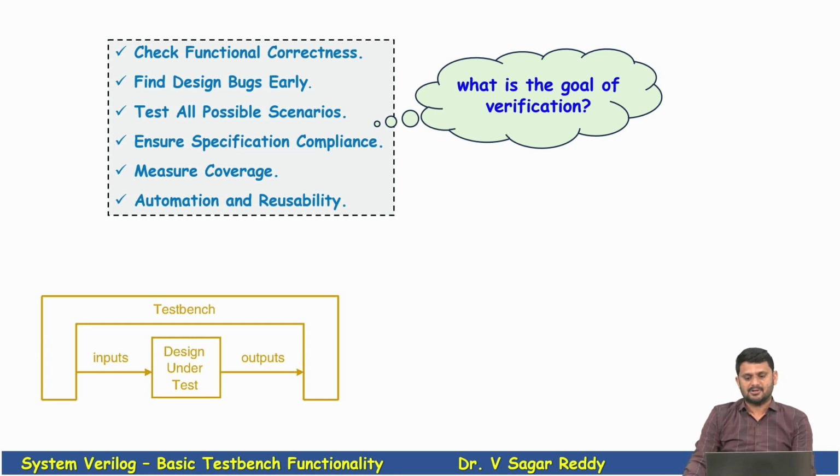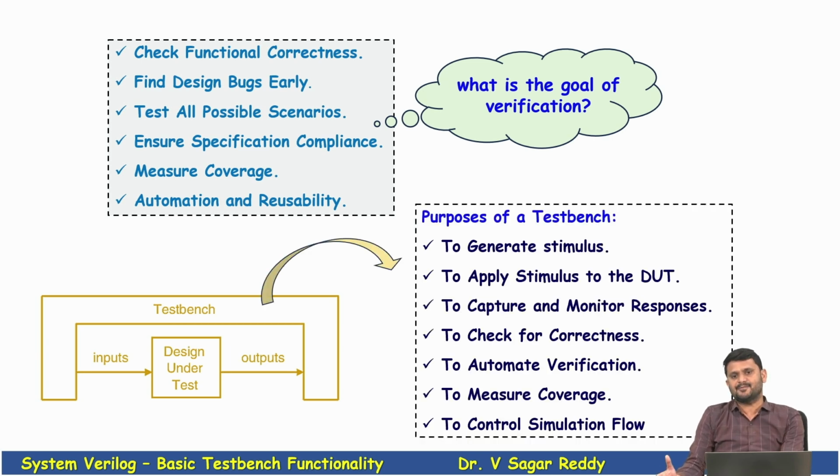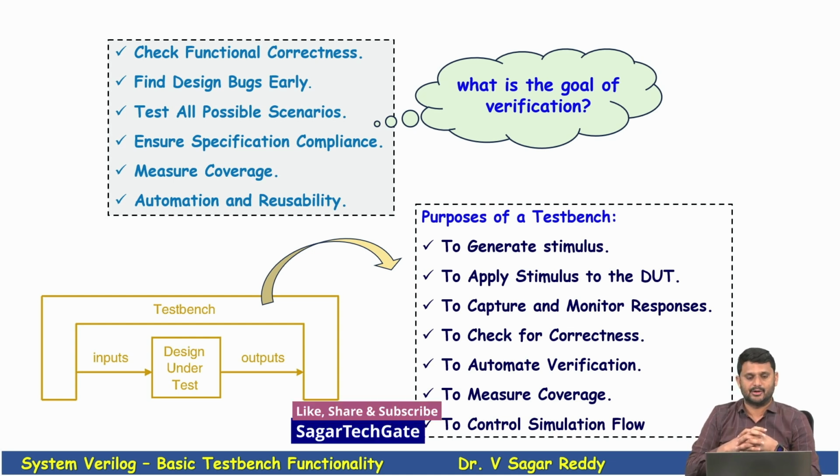Some of these steps are performed automatically by the test bench, while others are controlled by you, the verification engineer. How these steps are performed depends upon the methodology you choose, like a basic SystemVerilog test bench or a UVM based environment. Now let's see the purpose of a test bench. First, to apply stimulus to the DUT: generate input signals like data, clock, reset, etc. and mimic real world operating conditions or test scenarios.